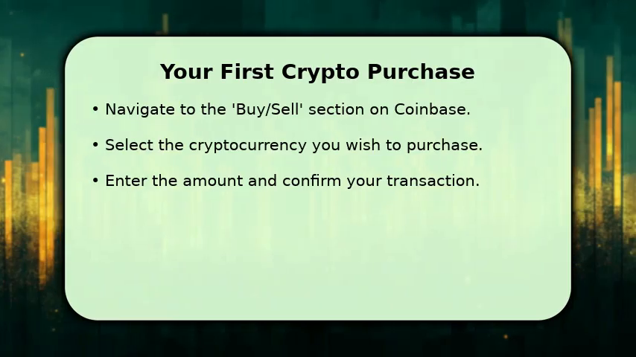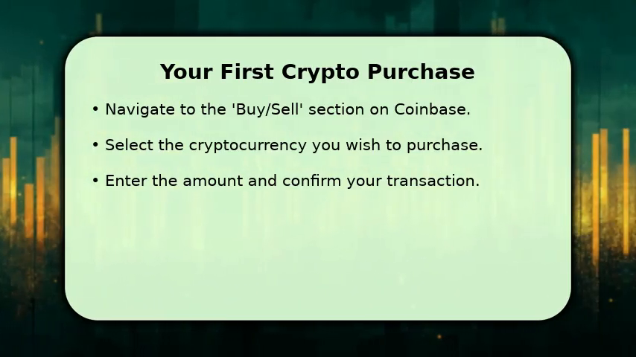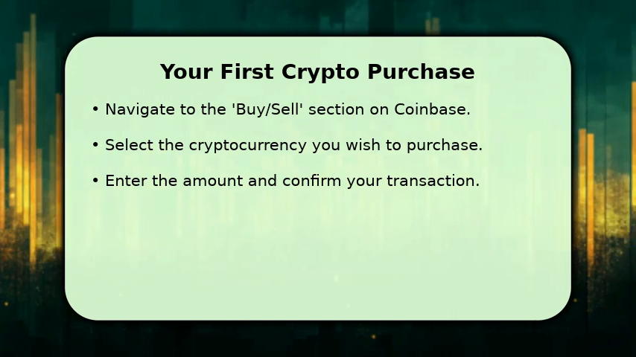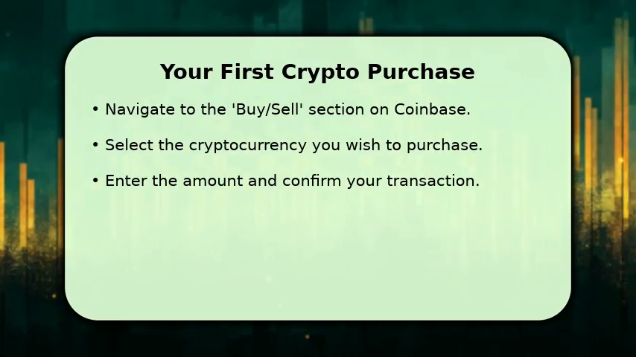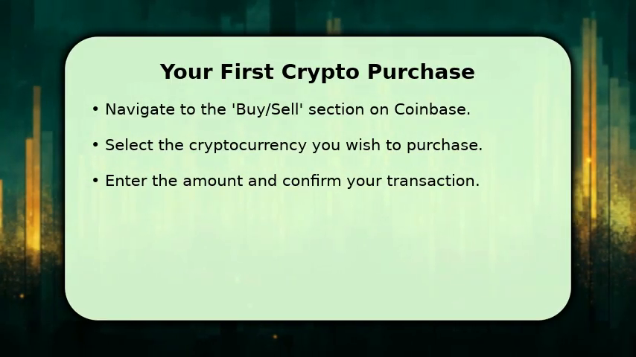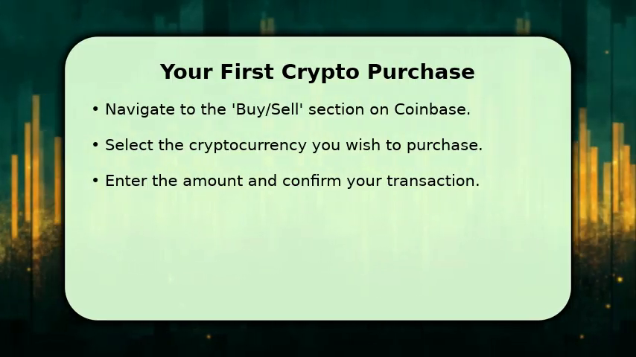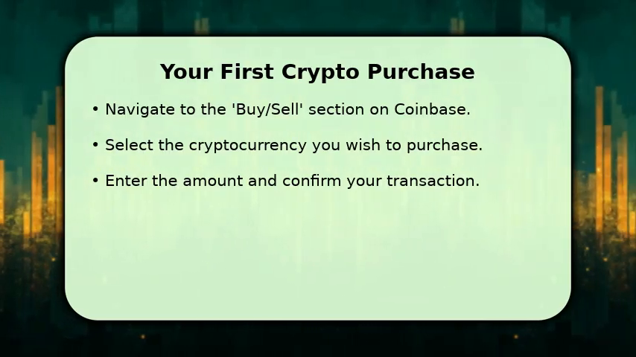Now you're ready to make your first cryptocurrency purchase. Head to the Buy/Sell section within Coinbase. Choose the specific cryptocurrency you want, like Bitcoin or Ethereum. Enter the amount you wish to spend, review the details, and then confirm your transaction. It's a straightforward process designed to get you started quickly and easily.